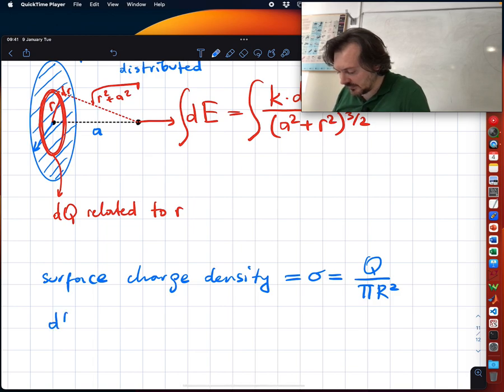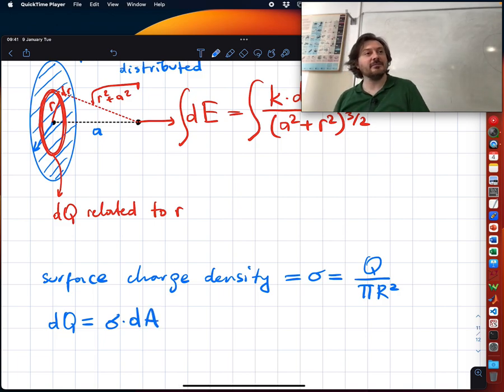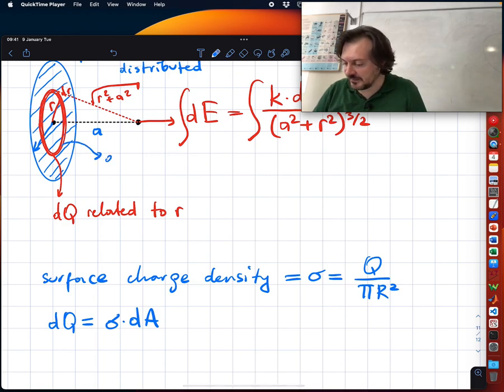dq is related to r by this. dq is equal to sigma times dA. And what is dA? 2 pi r dr. Very good. dA is the area of this ring, and it's 2 pi r dr.